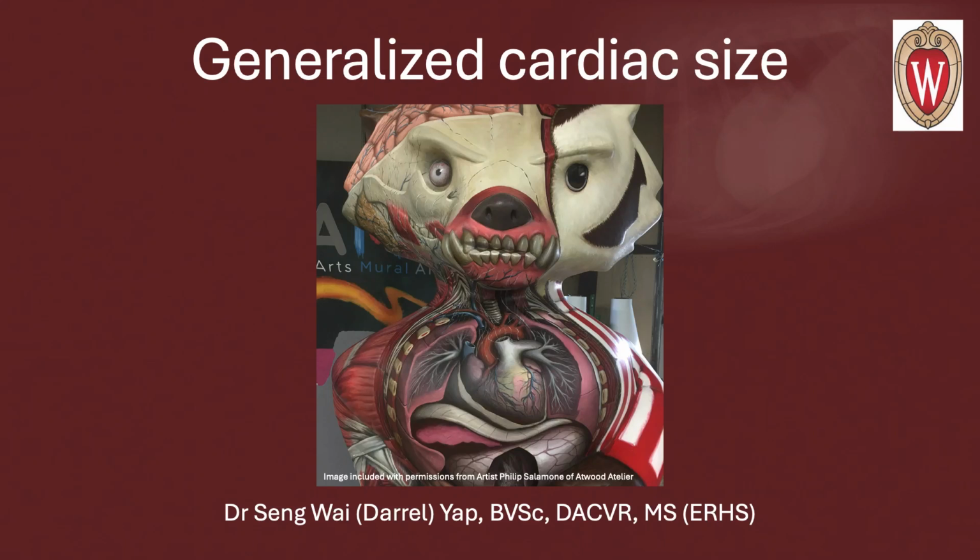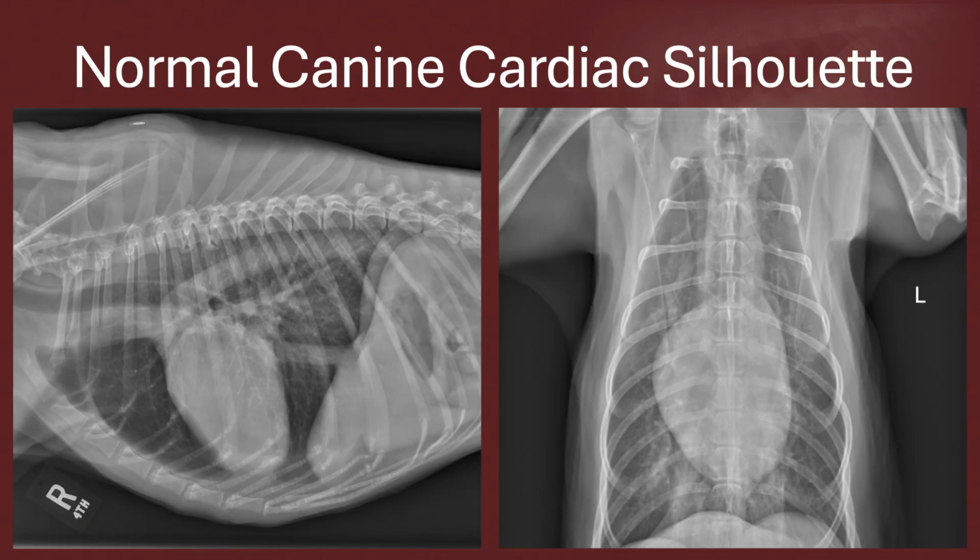This video is part of a teaching series created for the University of Wisconsin-Madison School of Veterinary Medicine, intended to summarize some of the general principles used when assessing generalized cardiac size in canine and feline patients using thoracic radiography. When evaluating cardiac size on thoracic radiographs, appropriate positioning is critical. Rotation, obliquity, or poor inspiration can compromise diagnostic accuracy and result in misinterpretation.